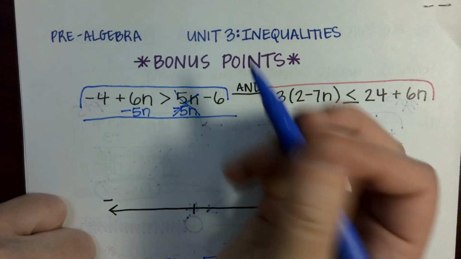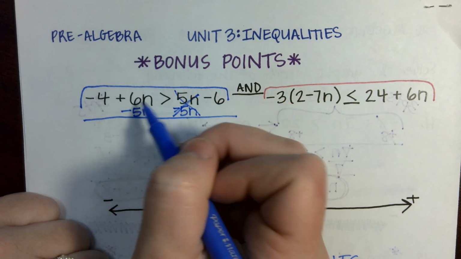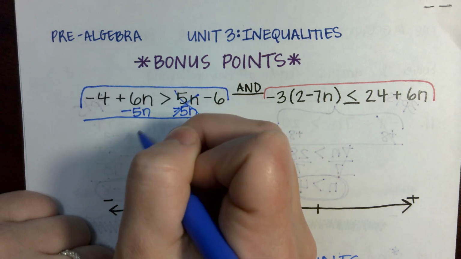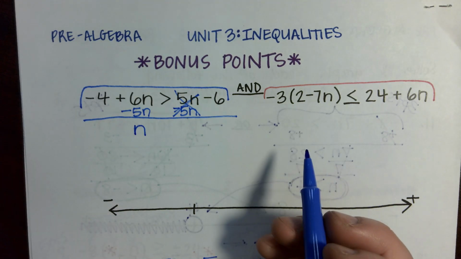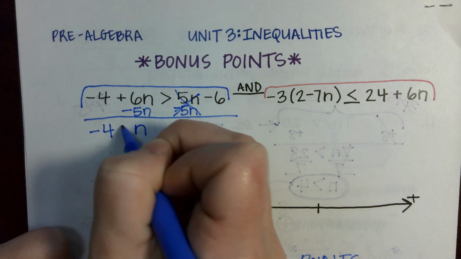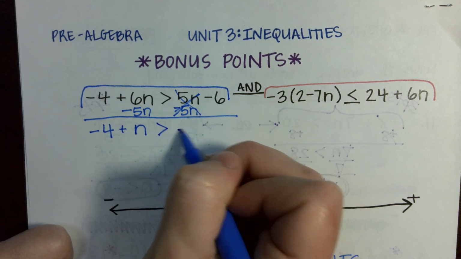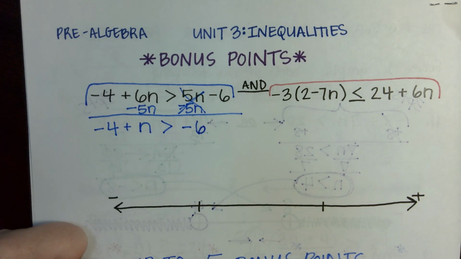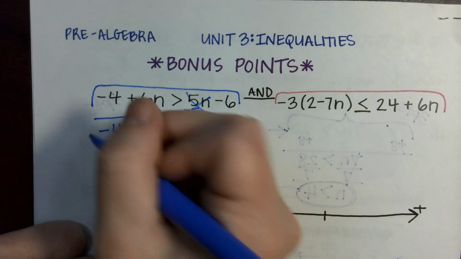So what happens here? Good. I've got 6n minus 5n. That's going to be 1n, or I could just write n. Either way is fine. And then we need to bring everything down. I've got -4 plus n is greater than -6. And what's next? Add 4. Good.